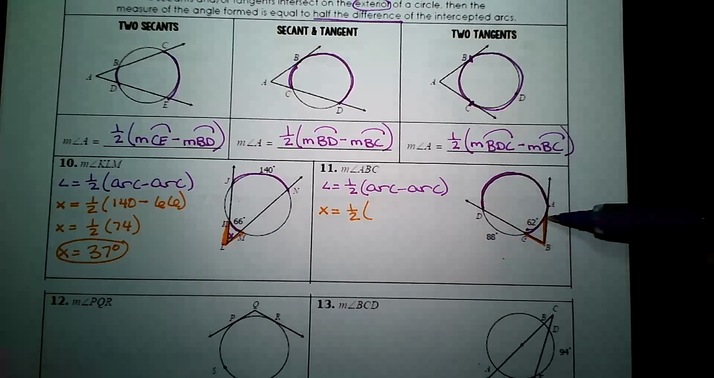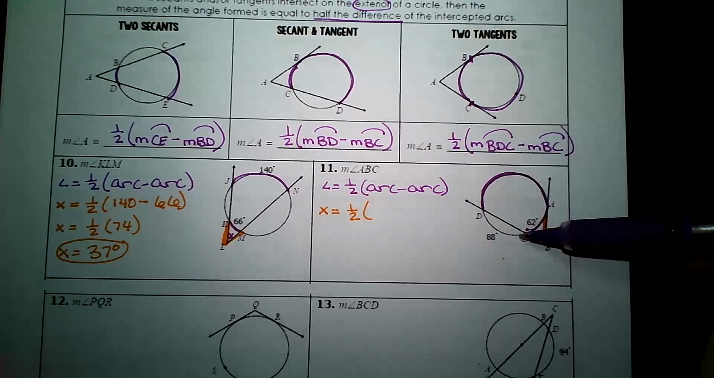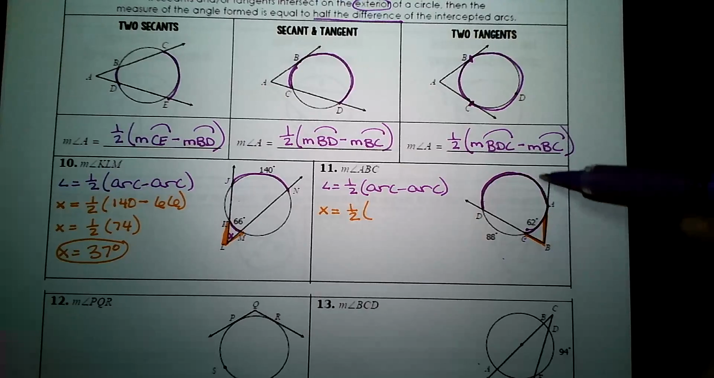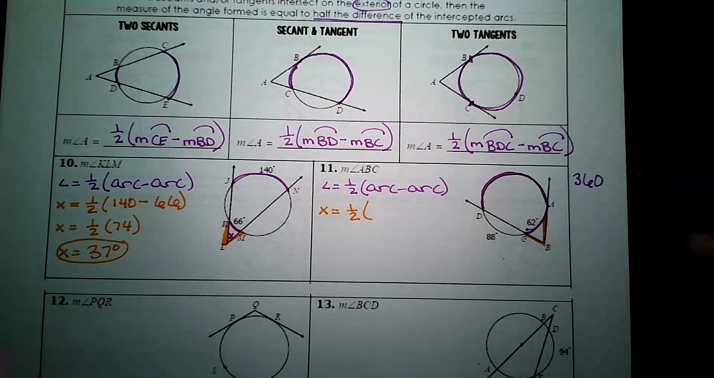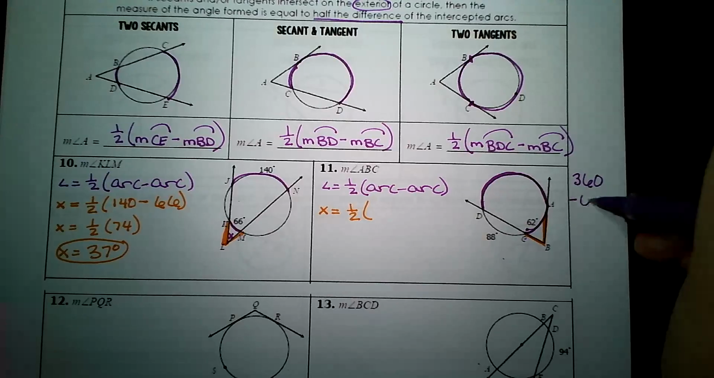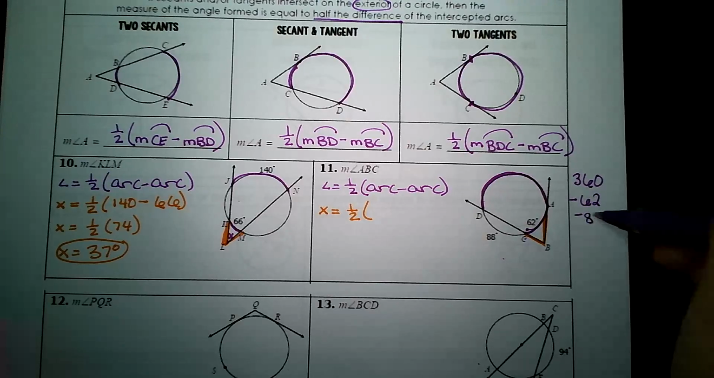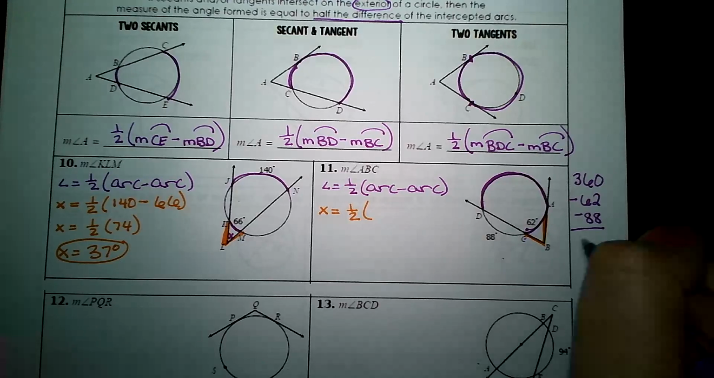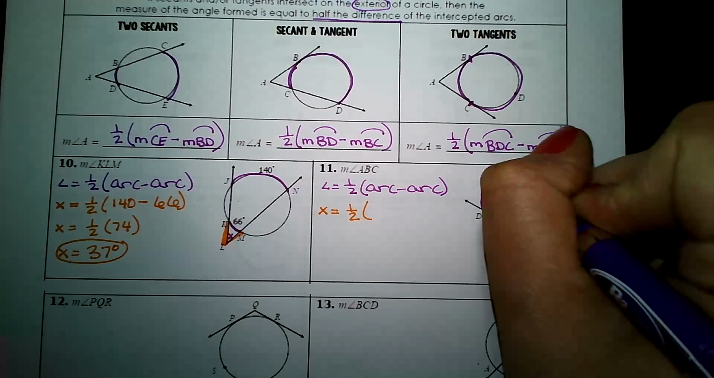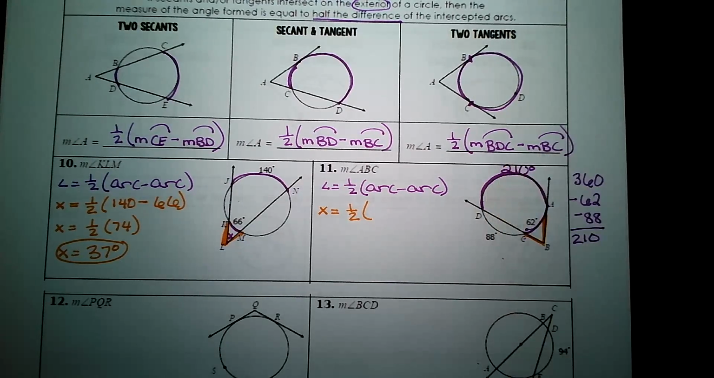Okay, take a look at this circle. There's an 88 degree arc floating out here, a 62 degree arc, and something else. We know that a full circle adds up to 360 degrees. So if I take off the two pieces for the other two minor arcs, what will be left is going to be this missing arc that I need to plug into the formula. So 360, take away 62 and take away 88, leaves me with 210 on this large intercepted arc.